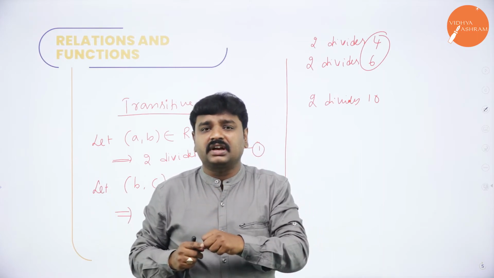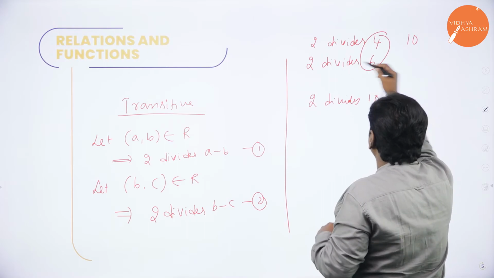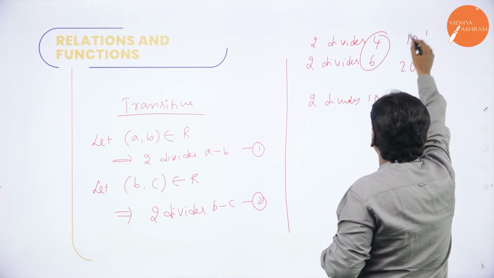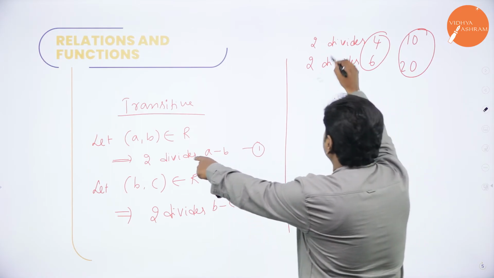Does 2 divide 10 or not? Similarly, you take any other number. Instead of that, can I take 2 divides 10 and 2 divides 20, and 2 can divide the sum of these two. Conclusion is simple. I told 2 divides A minus B.